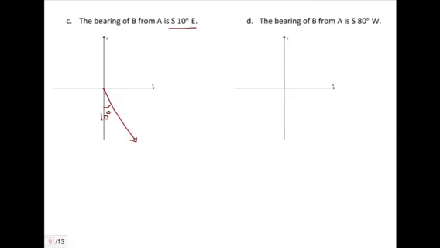And finally in D, we've got south 80 degrees west, and that's a very large angle. So we're going to be going almost due west, but not quite. And again, we're measuring from the vertical axis, so this is 80 degrees. So that's how you determine the bearing.